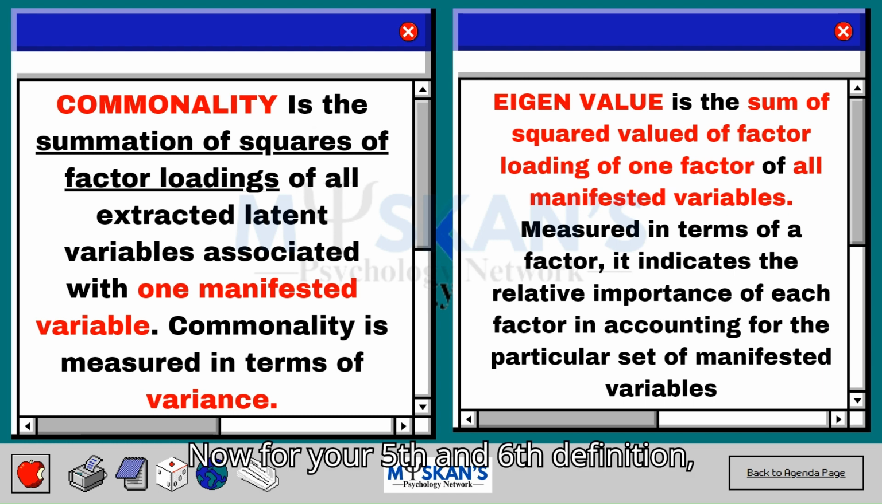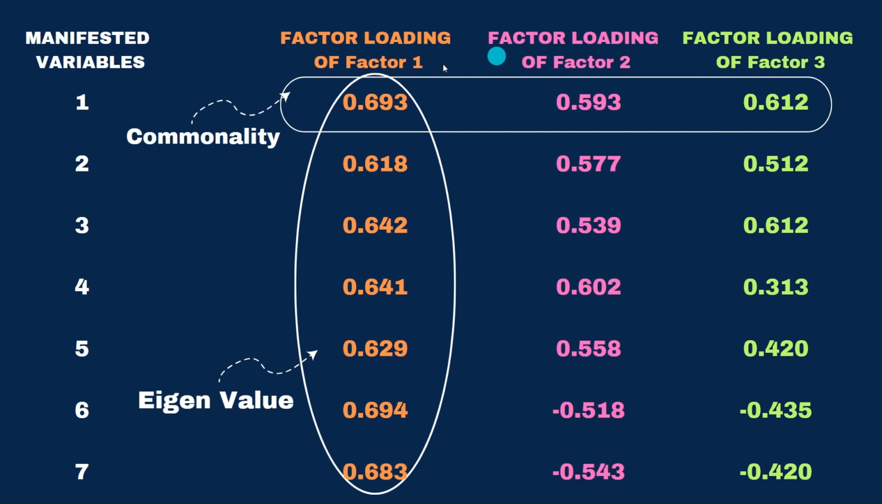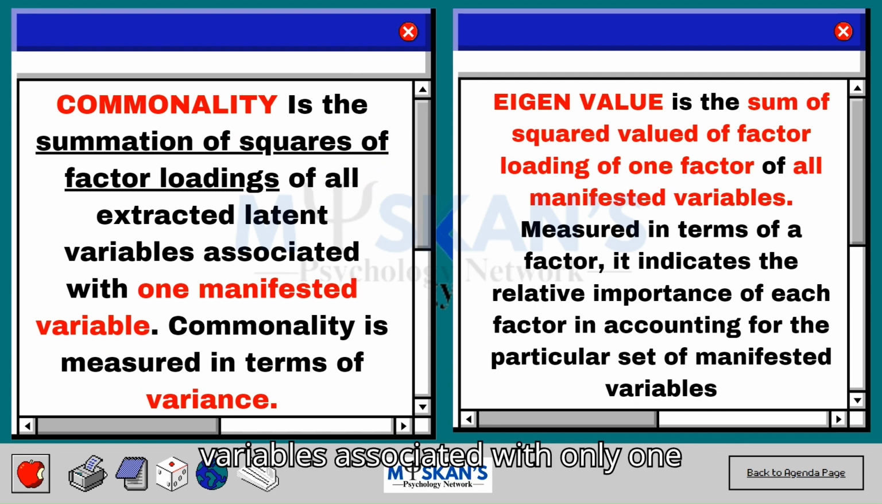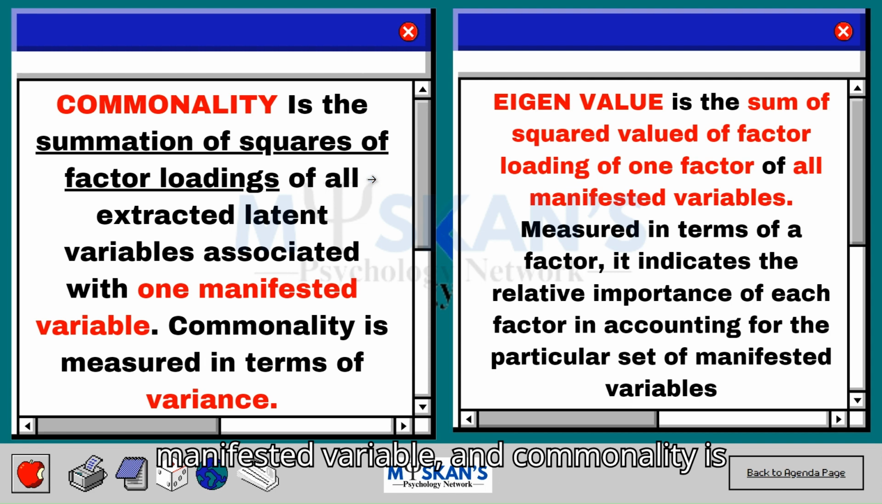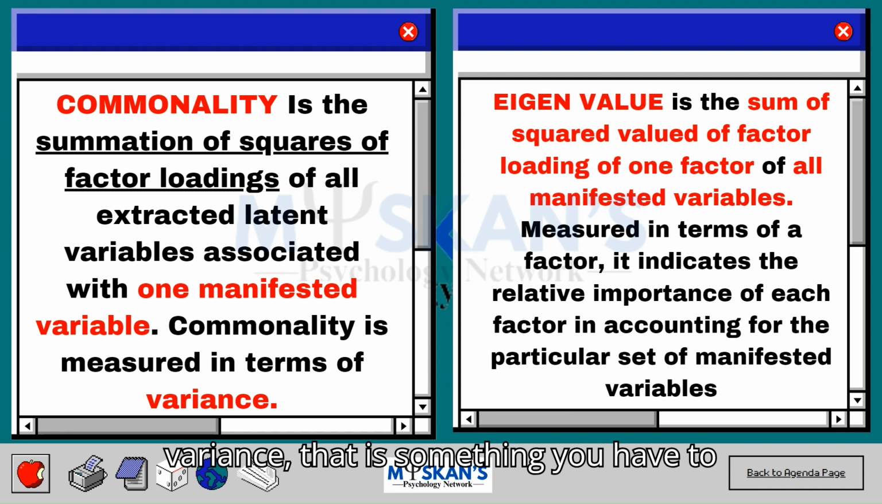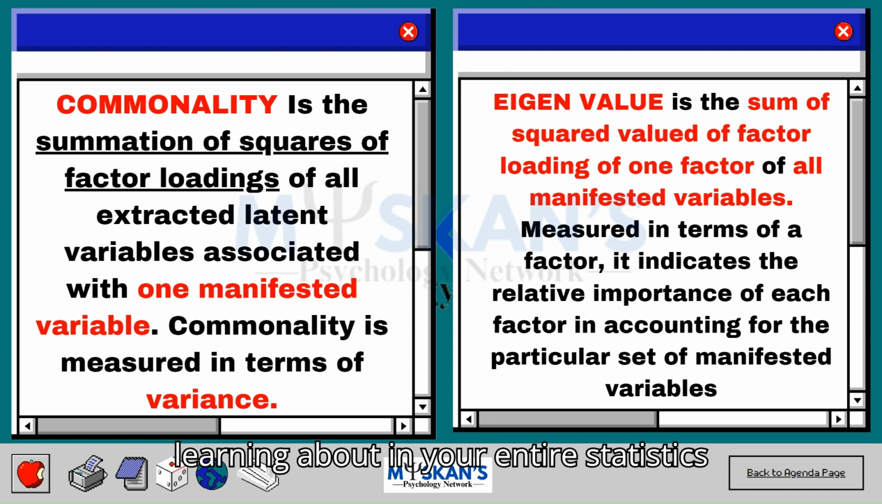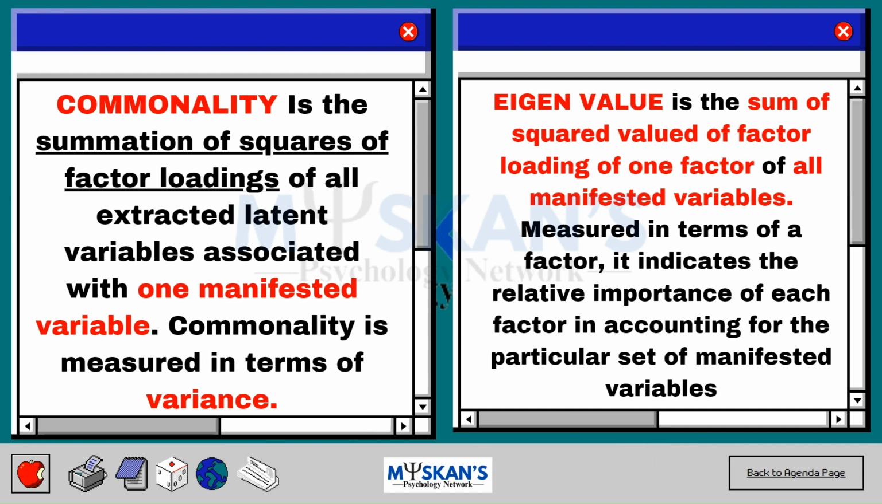Now, for your 5th and 6th definition, which is very important, is your commonality and eigenvalue. Commonality is the summation of squares of factor loadings of all extracted latent variables of one manifested variable. Here, this one is the commonality. Commonality is the summation of squares of factor loading of all extracted latent variables associated with only one manifested variable, and commonality is measured in terms of variance. Now, if you have difficulty understanding what is variance, that is something you have to look up your book for, because variance is something you will be talking about and learning about in your entire statistics paper. It's a very important part of statistics and basics, almost the basics of statistics. So please understand what variance is and how commonality is being measured in terms of variance.